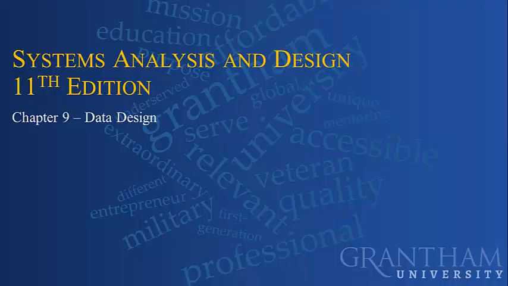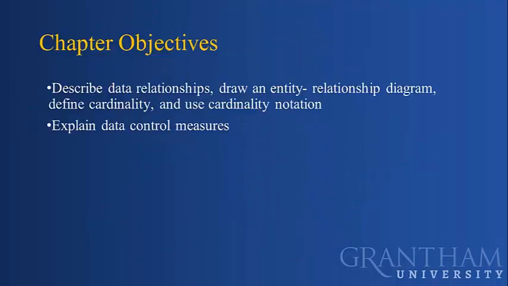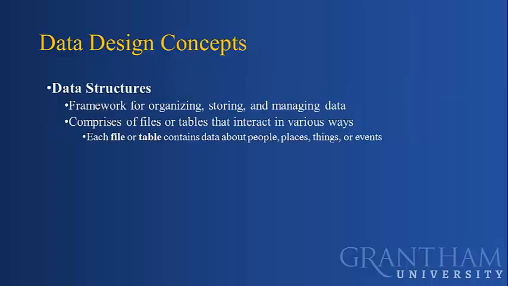Chapter 9, Data Design. This chapter focuses on the data design skills that are necessary for a systems analyst to construct the physical model of the information system. Chapter Objectives: describe data relationships, draw an entity relationship diagram, define cardinality and use cardinality notation, and explain data control measures.